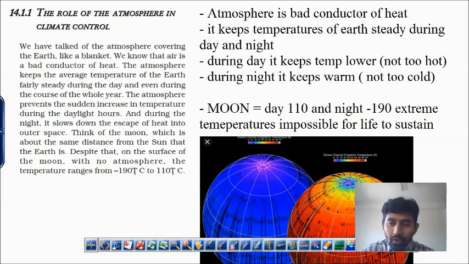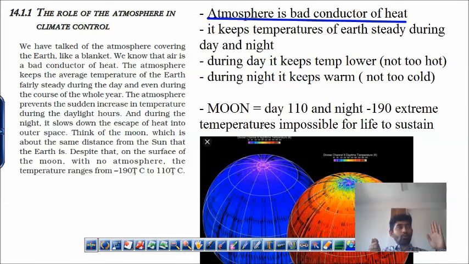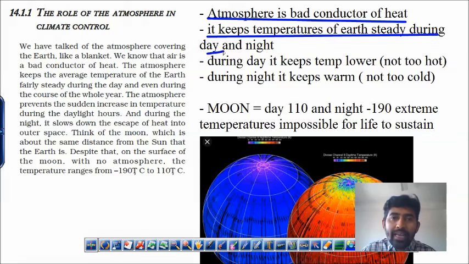What does atmosphere do? The role of atmosphere. First point, atmosphere is a bad conductor of heat. It's a bad conductor. Means, light a torch at one place and stand at another place, you won't feel the heat, because the heat cannot pass through the air. What does atmosphere do? It keeps the temperatures of earth steady during day and night. The difference between day and night is small, and that is good for life. If it is very far apart, it's called extreme temperature.